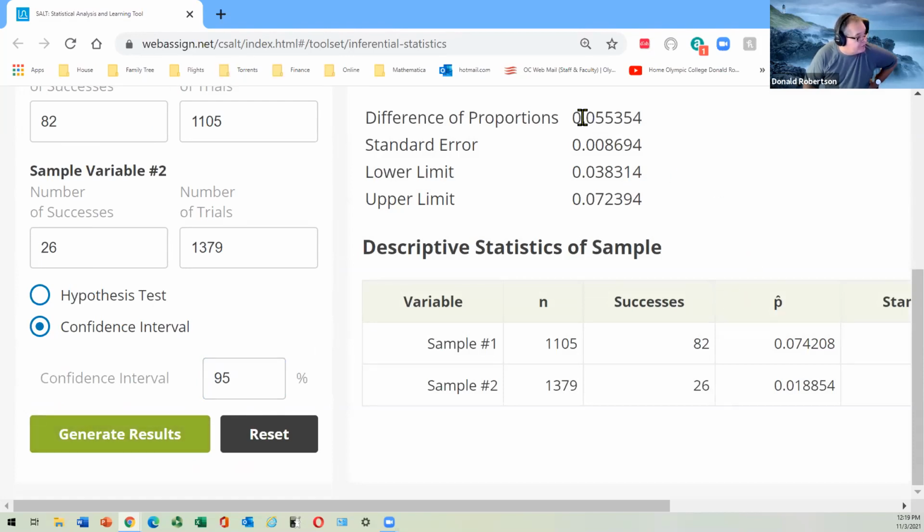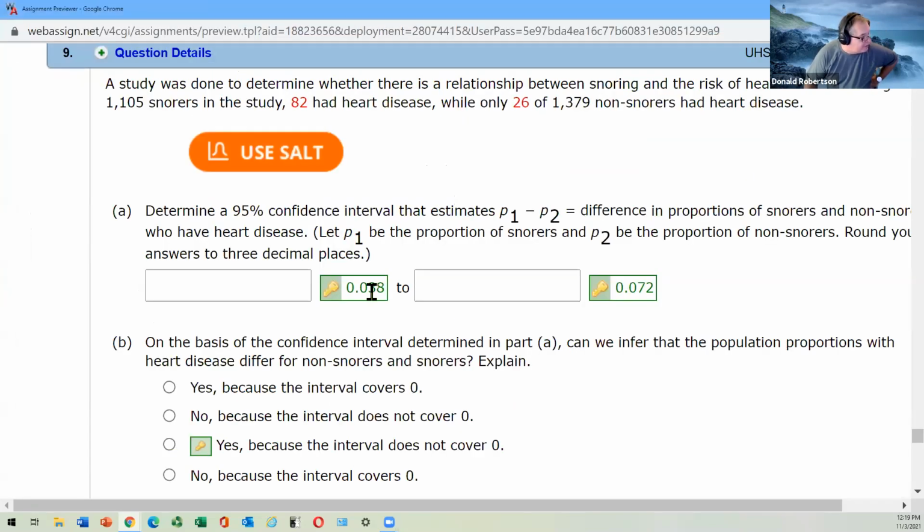And the difference is about 5.5% positive. And the interval, or writing this down now, the 95% confidence interval is 0.0383 up to 0.0724 if you round it off to 4 decimal places. To 3 decimal places, can you see the 0.038 and where the 0.072 came from?